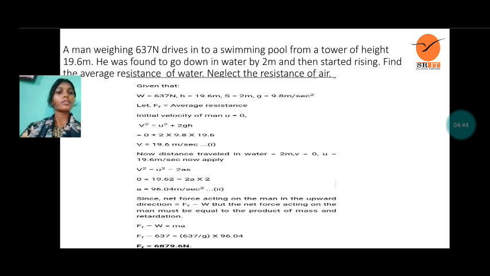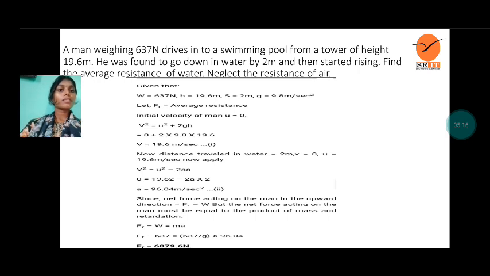Given that W is equal to 637 newtons, height h is equal to 19.6 meters, S is equal to 2 meters, g is equal to 9.8 meters per second square. Let Fr be the average resistance. Initial velocity of man u is equal to 0. v square is equal to u square plus 2gh is equal to 0 plus 2 into 9.8 into 19.6. v is equal to 19.6 meters per second. Now distance travelled in water is 2 meters, final v is equal to 0, and u is equal to 19.6 meters per second.